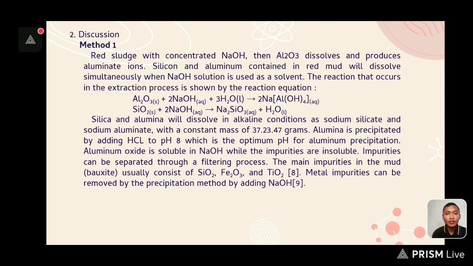Aluminum oxide is soluble in NaOH while the impurities are insoluble. Impurities can be separated through a filtering process. The main impurities in bauxite mud usually consist of SiO2, Fe2O3, and TiO2. Metal impurities can be removed by the precipitation method by adding NaOH.